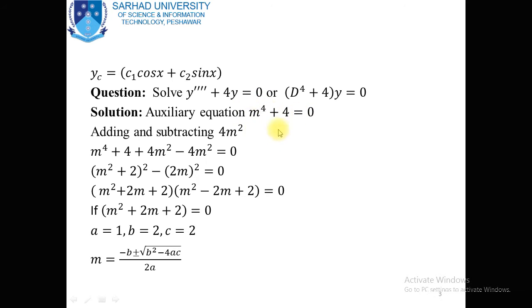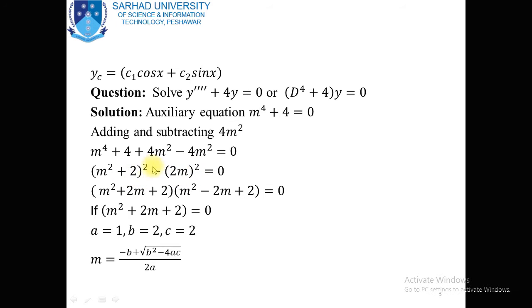Now to find the roots m for this auxiliary equation, we add and subtract 4m square. m power 4 plus 4m square minus 4m square is equal to 0. Now m power 4 plus 4m square plus 4 gives the formula a plus b whole square, so m square plus 2 whole square. This formula gives m power 4 plus 4m square plus 4, a square plus b square plus 2ab. Now minus 4m square means 2m whole square.